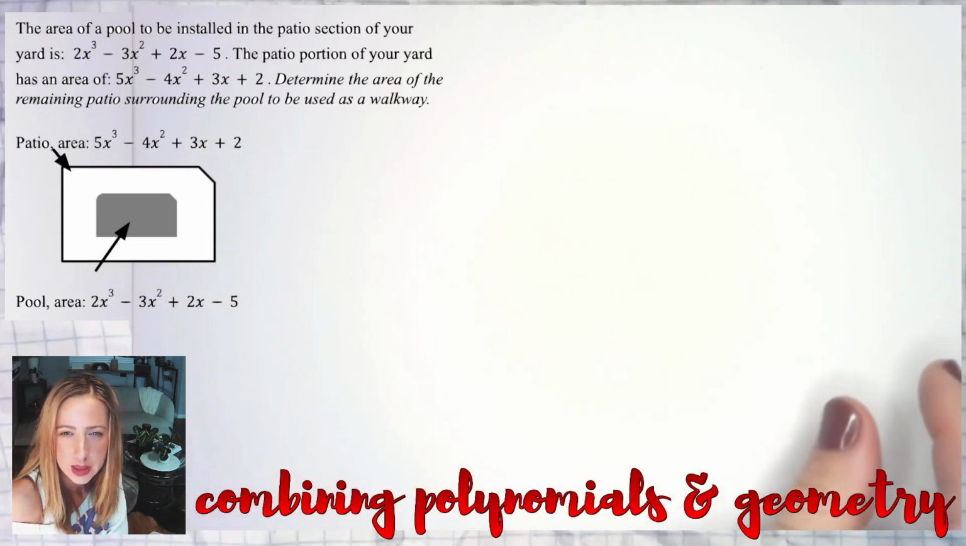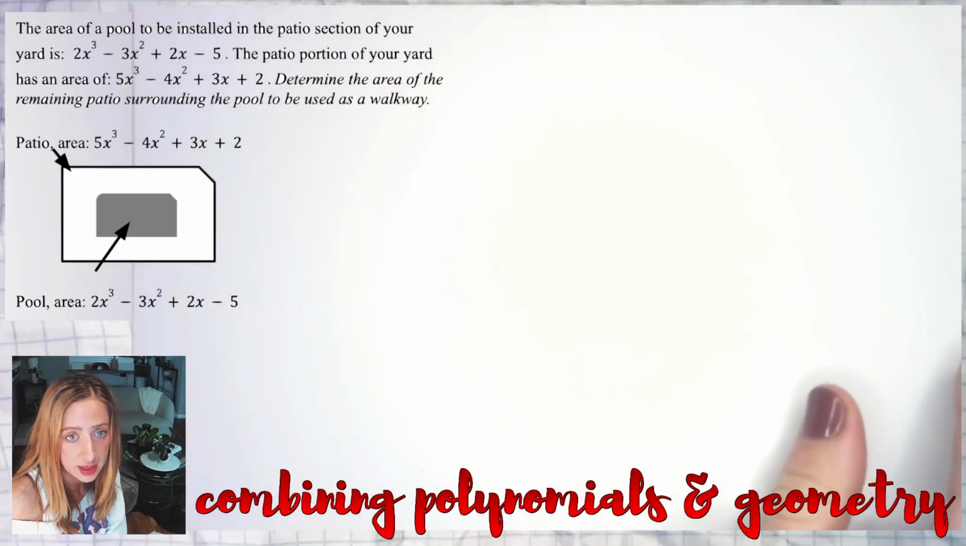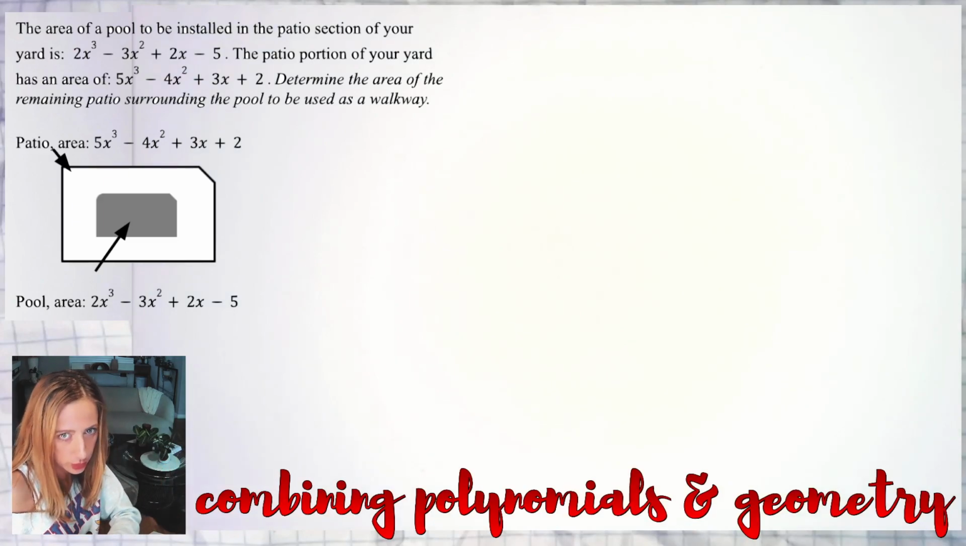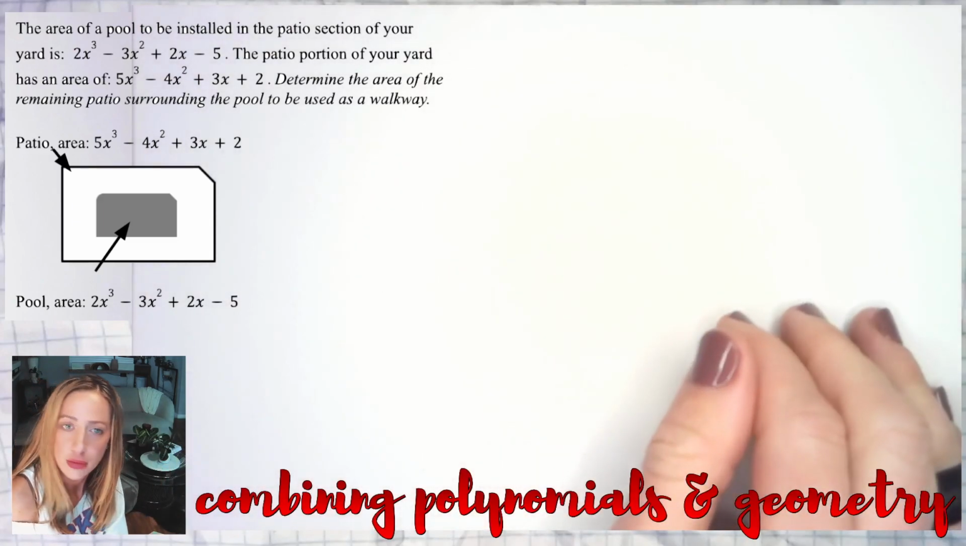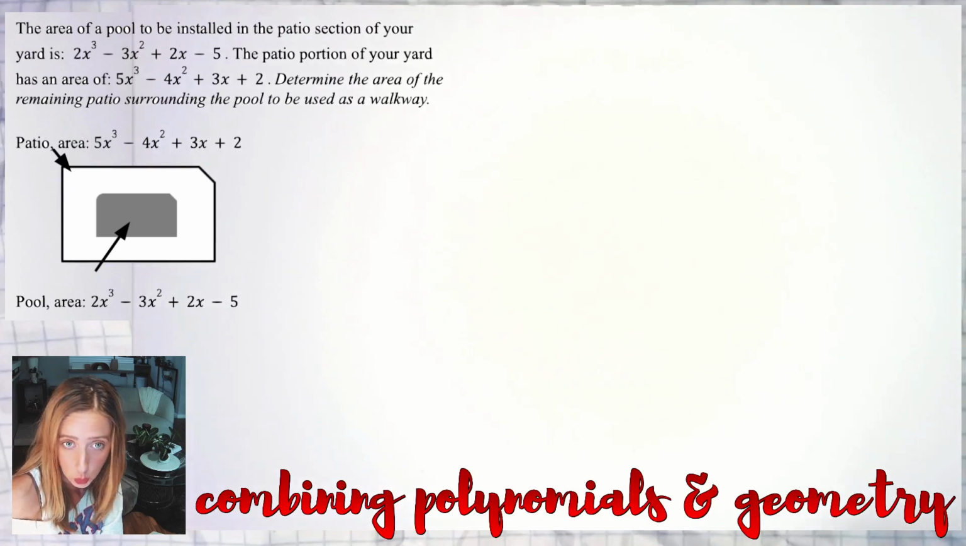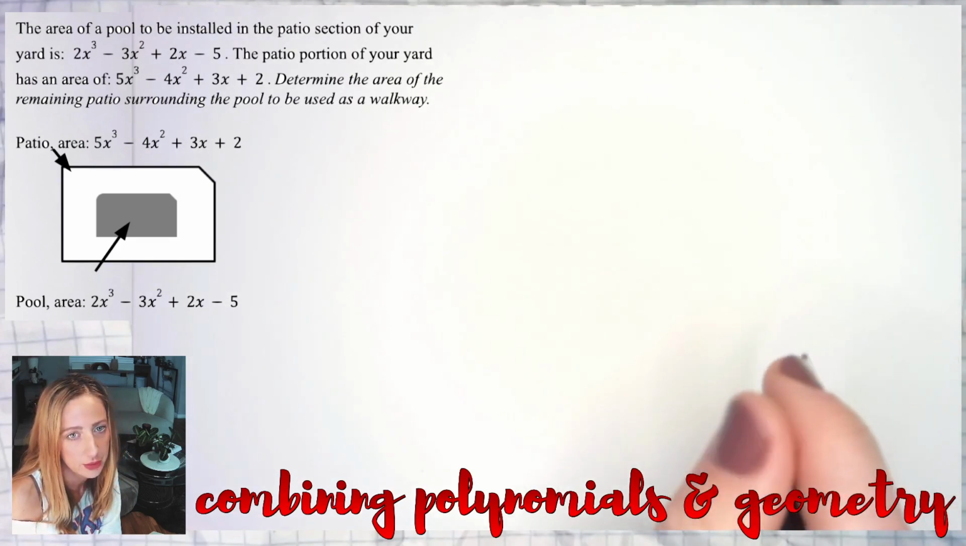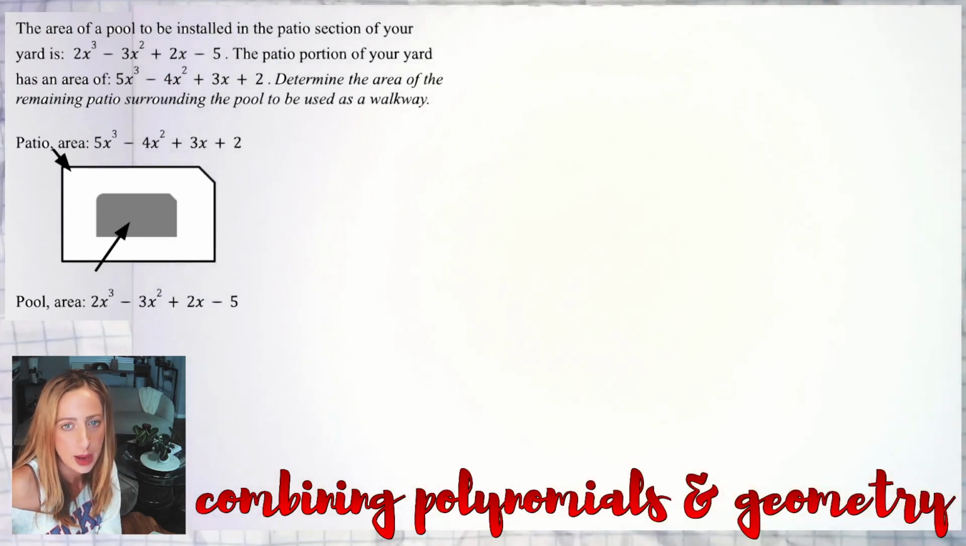We keep reading, and it says the patio portion of your yard has an area. So the whole patio area, including where the pool is, has an area of 5x cubed minus 4x squared plus 3x plus 2. Determine the area of the remaining patio surrounding the pool to be used as a walkway. So we're really finding the area of the sidewalk.